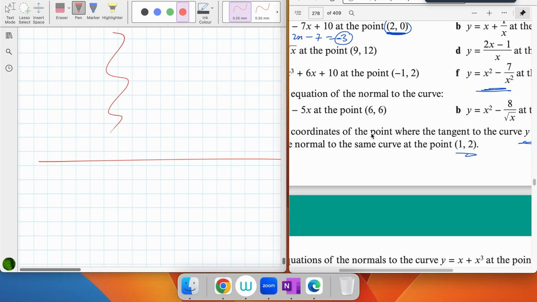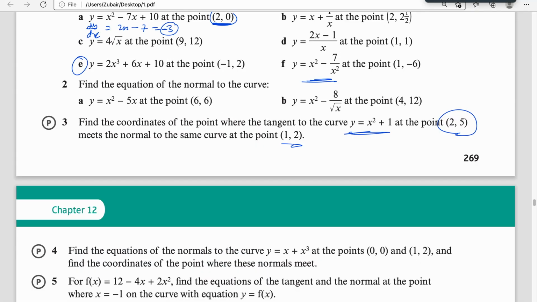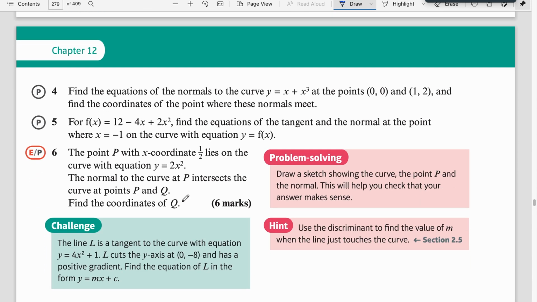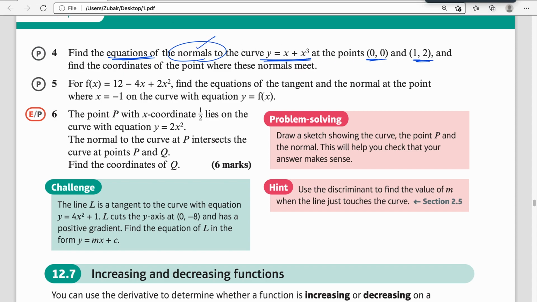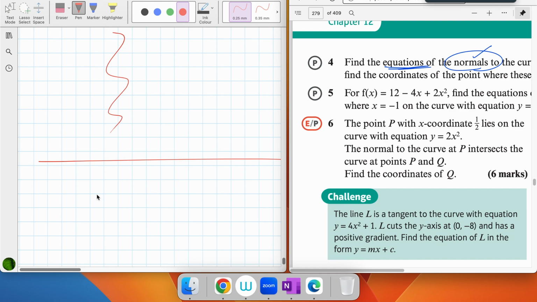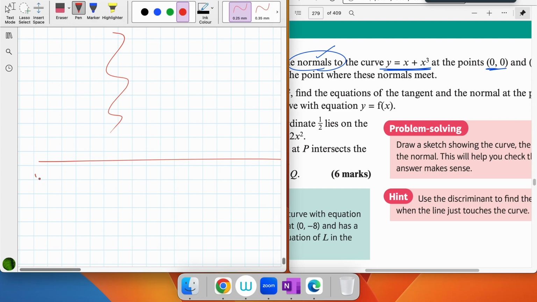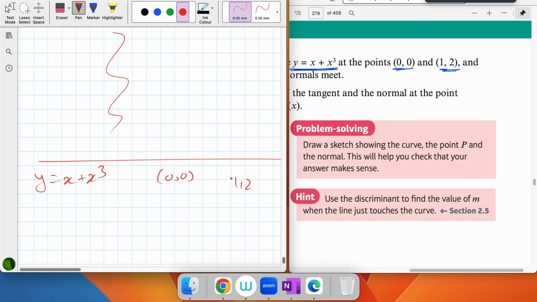Okay, next question says find the equation of the normal to the curve y equals x plus x cube at points 0, 0 and 1, 2. Be careful, this is normals. First we'll always find the gradient of the tangent, then from that we can go for the normal.